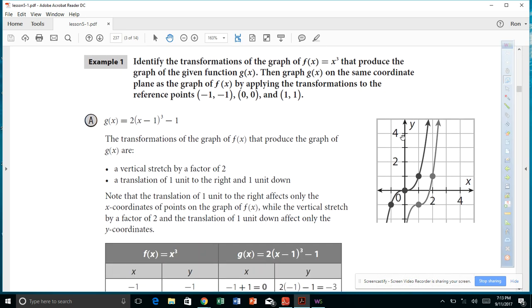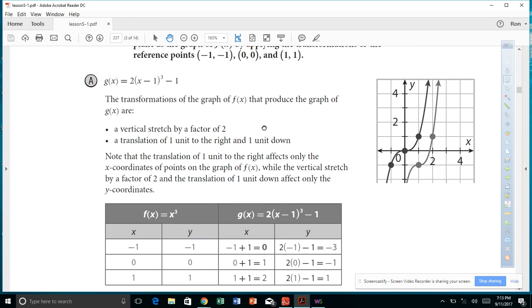Identify the transformation of the graph of f of x equals x cubed that produces the graph of the given function g of x. Then graph g of x on the same coordinate plane as the graph of f of x by applying the transformations to the reference points (-1, -1), (0, 0), and (1, 1).